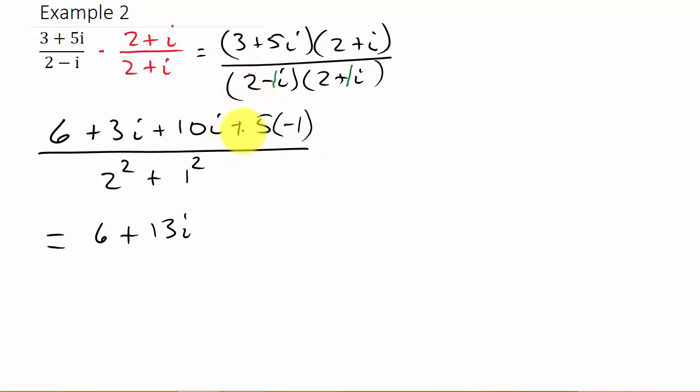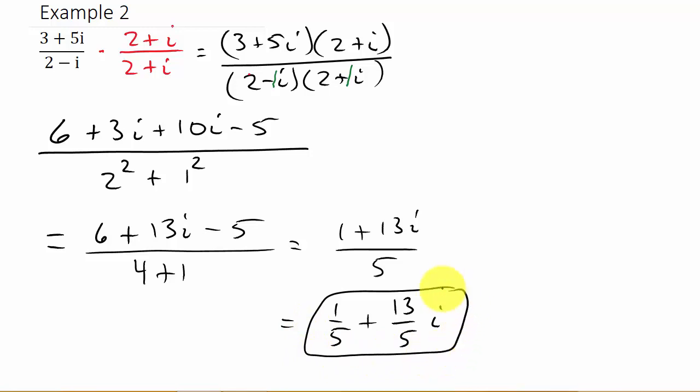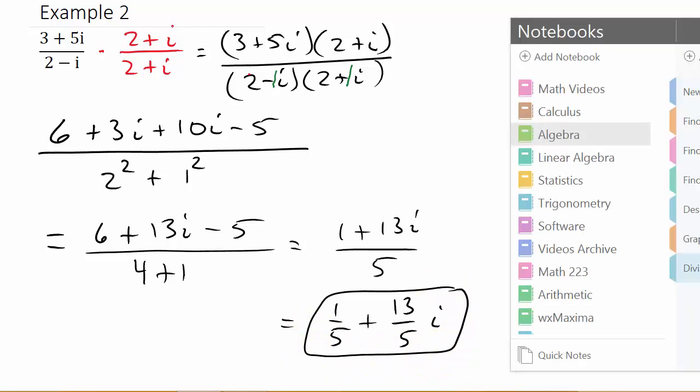Well, we'll leave it. All right, so now I have a positive 5 and a negative 1. So that's going to make this minus 5. Okay, so minus 5 over, and that's 4 plus 1. And so this gives us 1 plus 13i over 5. And then we can split this up, so that's 1/5 plus 13/5 i. And that would be our final answer.